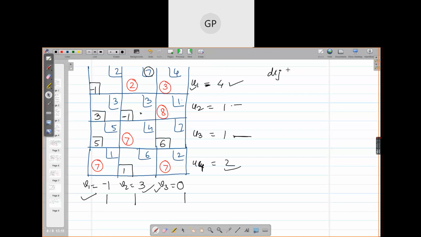So, DIJs are less than 0, which implies this solution is not optimal. Okay. Now, D11 is minus 1 and D22 is also minus 1. So you can choose any one randomly so that the loop is formed. The loop should be formed.